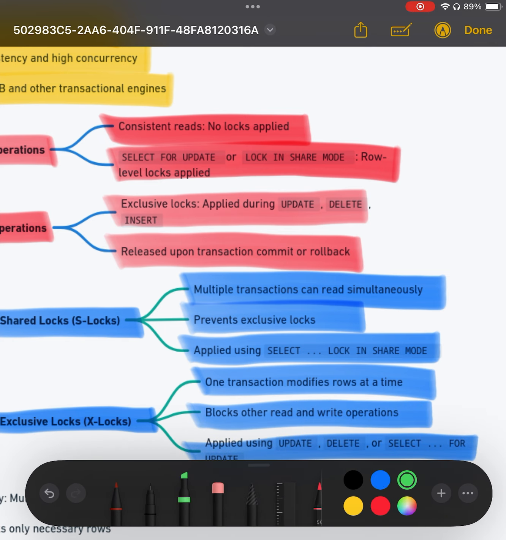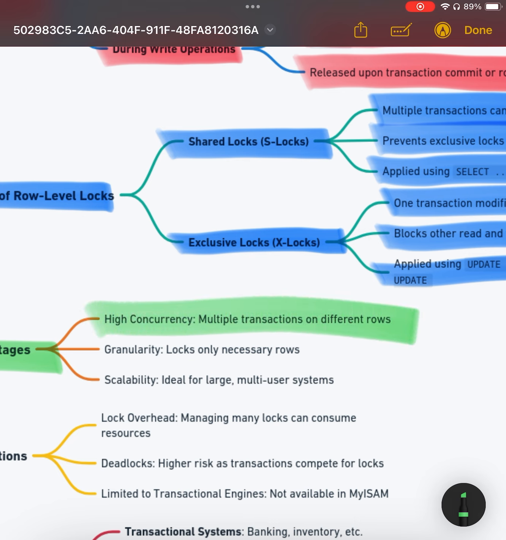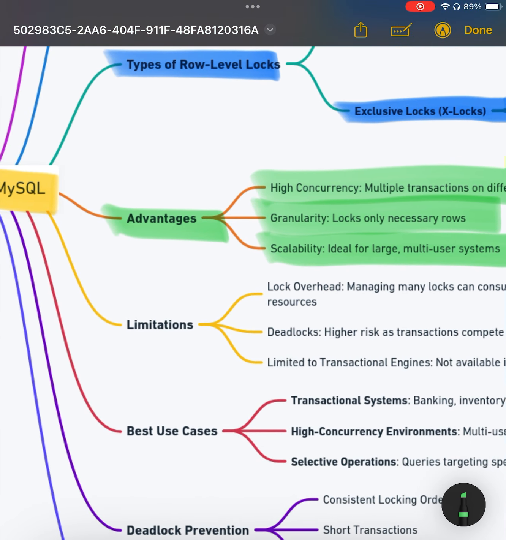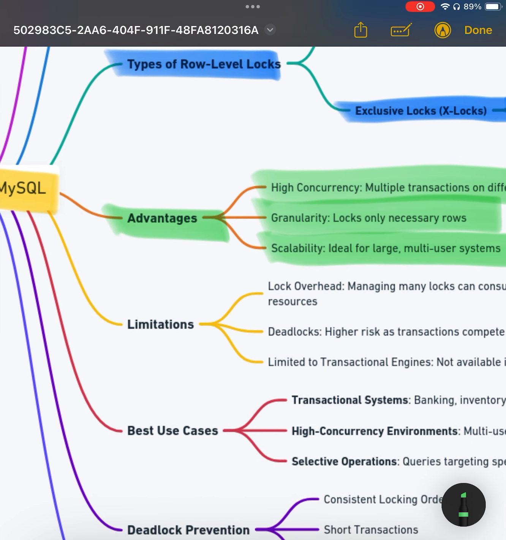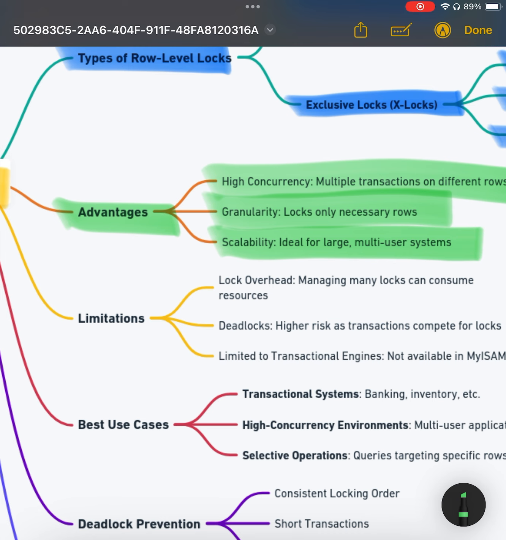4. Advantages. 1. High concurrency. Multiple transactions can process different rows simultaneously, significantly improving performance in multi-user systems. 2. Granularity. Only the rows involved in a transaction are locked, reducing the scope of contention compared to table locks. 3. Scalability. Suitable for large, multi-user applications like e-commerce platforms or financial systems where high throughput is essential.